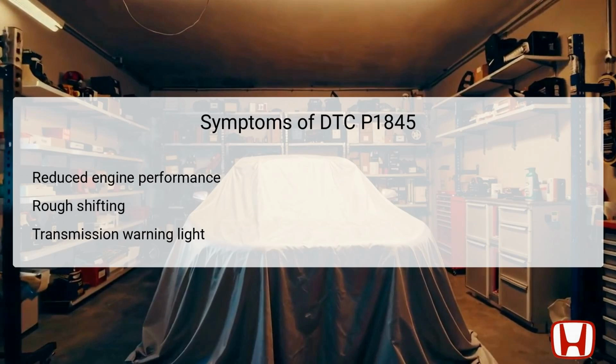Symptoms associated with DTC P1845 can significantly affect driving experience. Drivers may notice reduced engine performance, particularly when reversing or accelerating from a stop. The transmission might exhibit rough or delayed shifts, particularly in reverse mode, impacting overall drivability. A transmission warning light may also illuminate on the dashboard, alerting drivers to a potential issue that requires attention. These symptoms often serve as critical indicators that something is wrong with the CVT system.